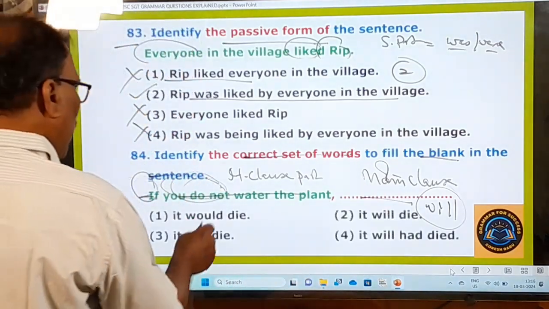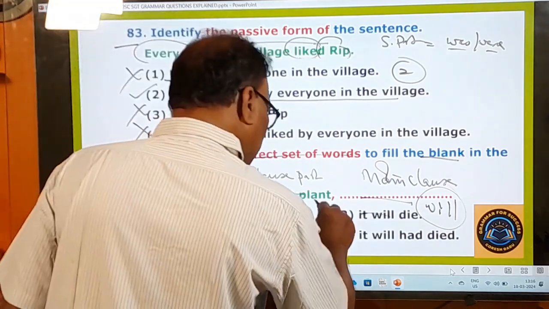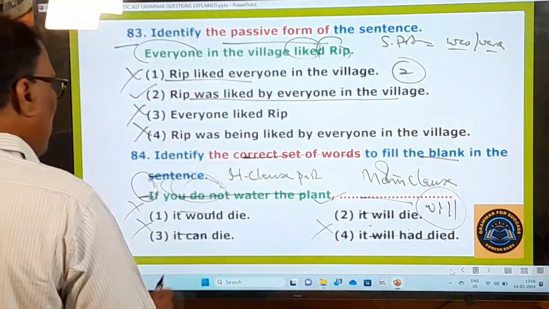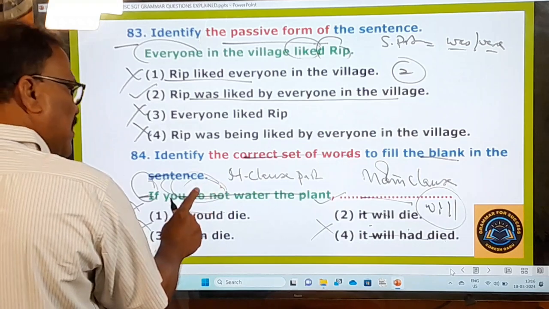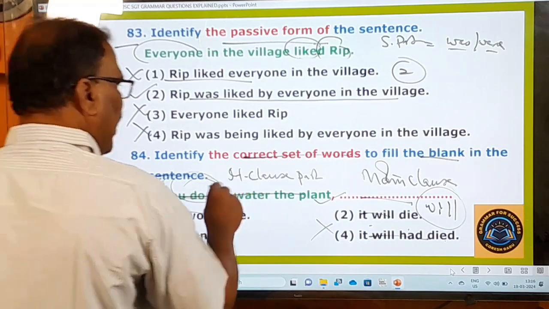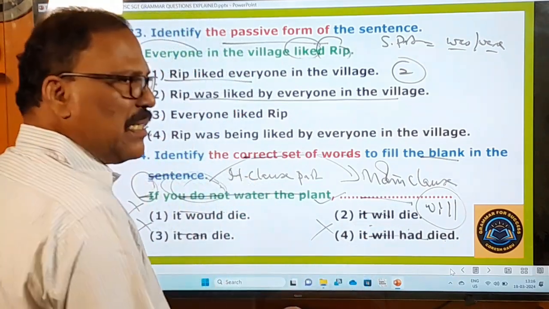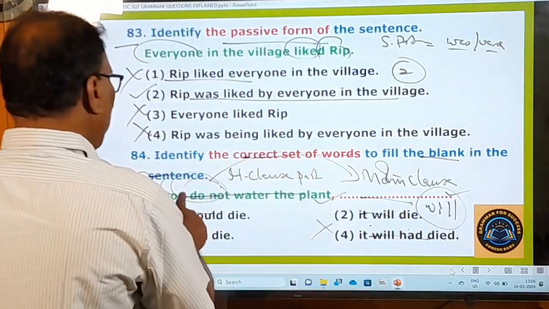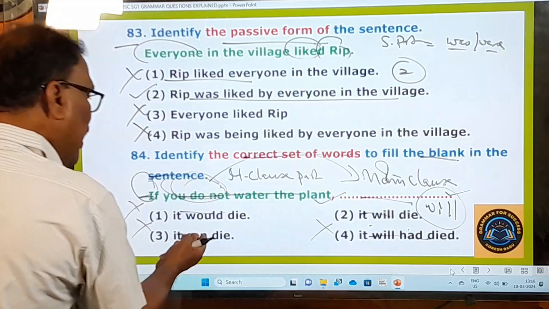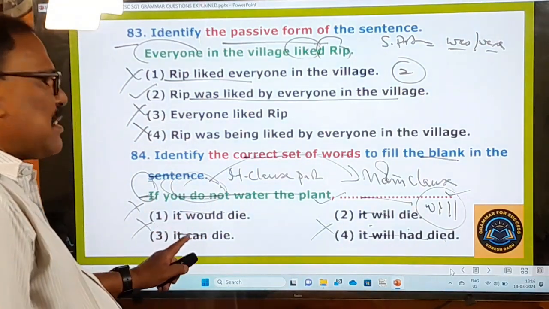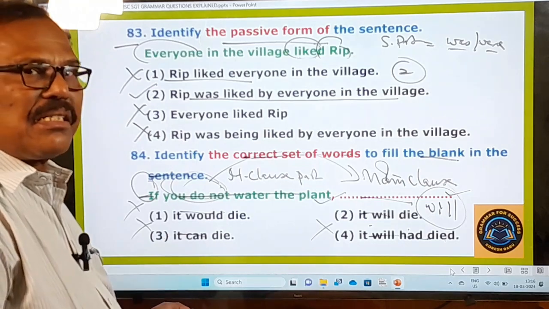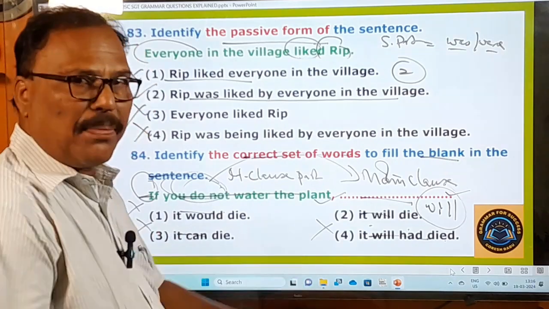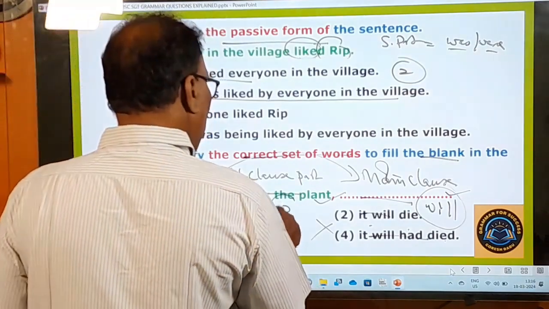So what are the options given here? It would. Okay, would is wrong. It will. This is the right one. Can, wrong. It will had died. No, will had died is ungrammatical. So here in the if clause part there is simple present. Whenever there is simple present in the if clause part, there must be used in the main clause part a sentence with will or shall or can or may, preferably will. So if you don't water the plant, what happens? It will die. You cannot say it can die. This is meaningless. You can say it, but it is meaningless. That's why this is also eliminated. So first one, third one, fourth one, these options are eliminated. Only the second option is the correct one.